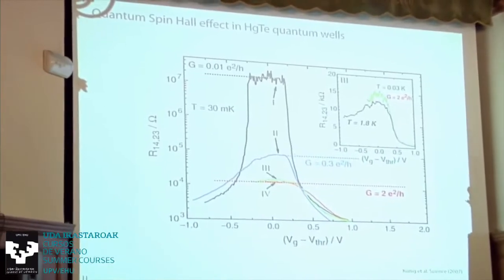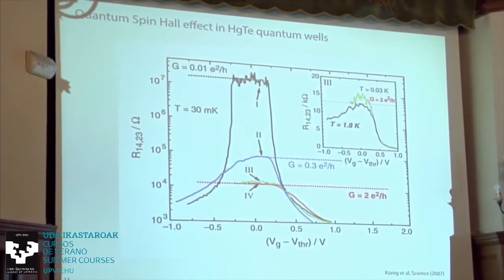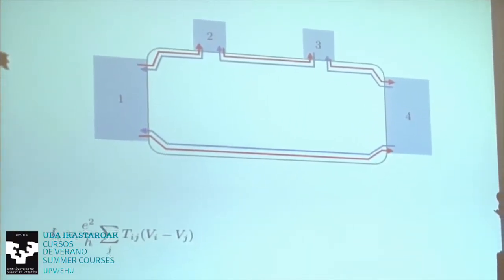Okay, there's a logarithmic scale, but let's come to that later. Except that they don't measure the 2-terminal conductance. They measure the 4-terminal conductance. So then let's calculate the 4-terminal conductance.